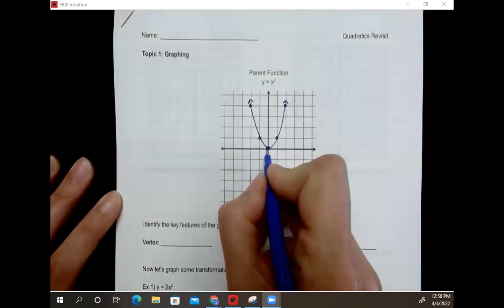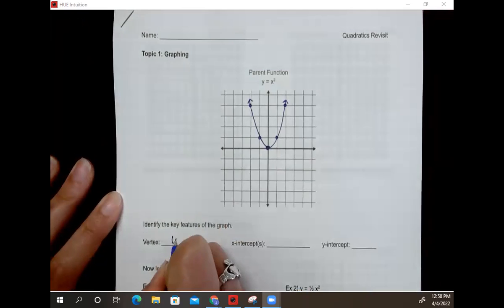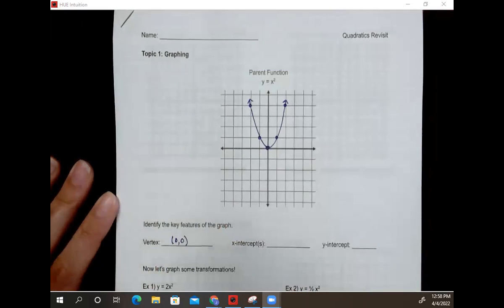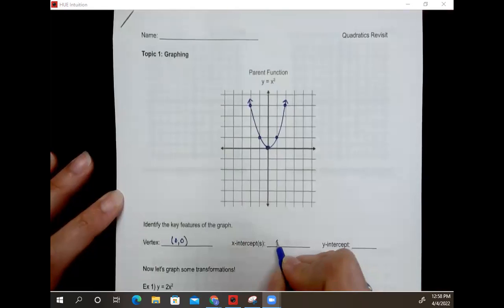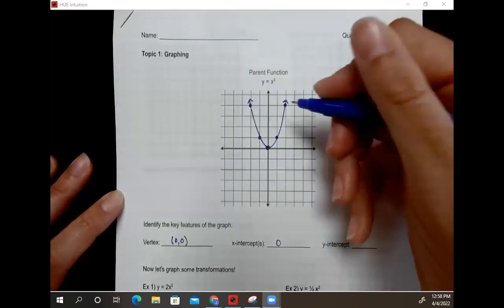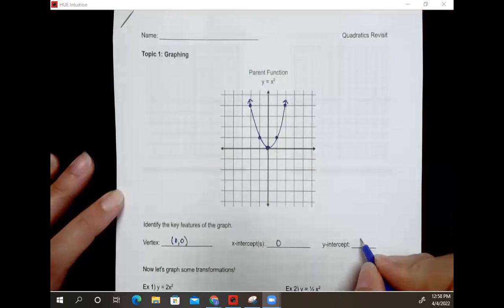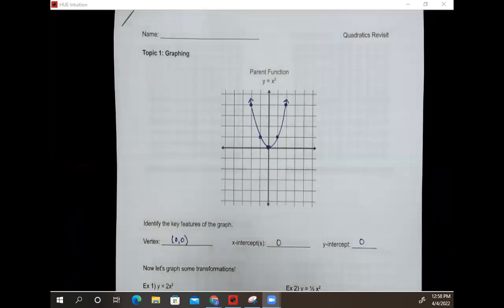Okay, our vertex is at the origin. It's at (0, 0). Our x-intercept, where I cross the x-axis, is also at 0. And my y-intercept, where I cross the y-axis, is at 0. So that's our parent graph.